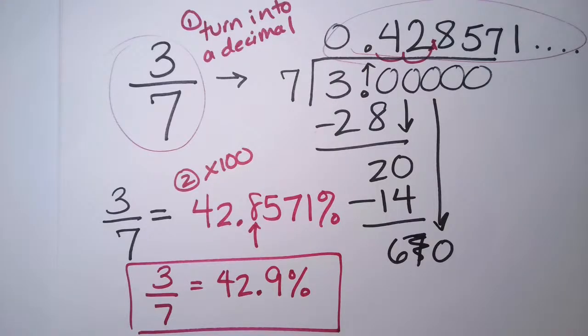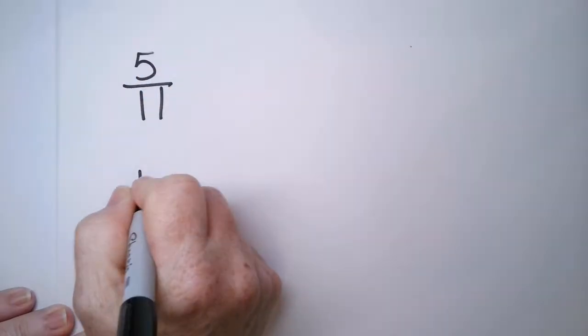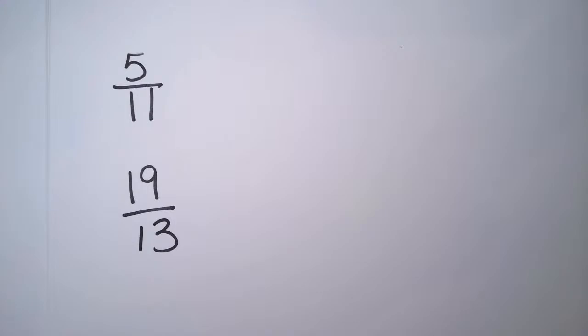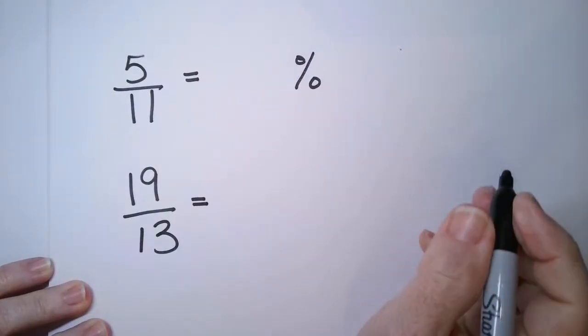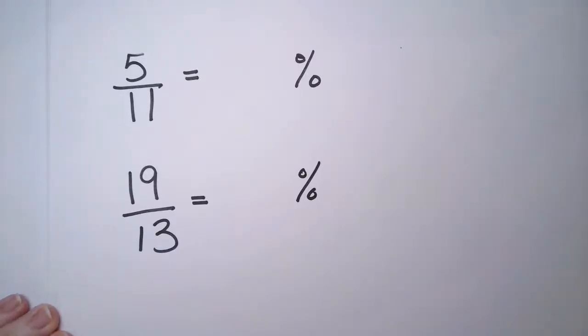Okay, any questions? We're good? Good. Now it's your turn. Tell me the percents for these two numbers, 5/11 and 19/13. Ugly numbers, right? Okay. You got 20 seconds. You can use a calculator, it's fine. Tell me what the percent equivalent is for each one. And I want you to round to the nearest whole number for each one.